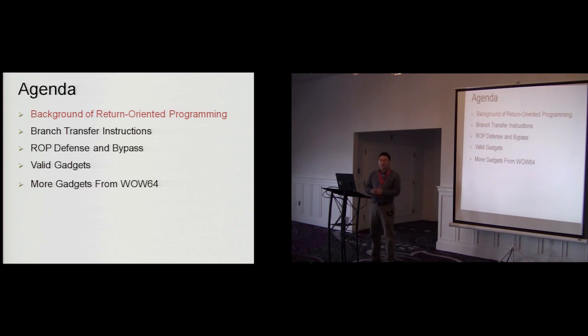Now we talk about return-oriented programming. I assume lots of people already know that, because it is pretty popular research content for many years, so I will go through the basic stuff. Then I will talk about the branch transfer instructions. After that, I will talk a little bit about a couple of different ROP defense mechanisms and how to bypass them with different gadgets. I will also talk a little bit about some valid gadgets and some powerful gadgets from Win64 by design.